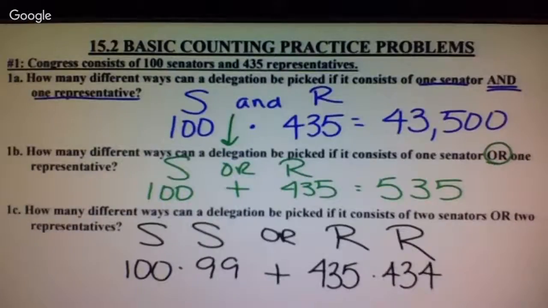Okay. So the first thing they want us to do is to pick 2 senators. Why start with 100 senators to pick from? Well, if I pick Drew to be the senator, that means Drew can't be the second senator. He's 1 person. So if I pick Drew, I only have 99 people to pick from for the second one. Same thing with representatives. If I have 435 and Jesus is a representative, he cannot be the second one. So it drops down to 434.